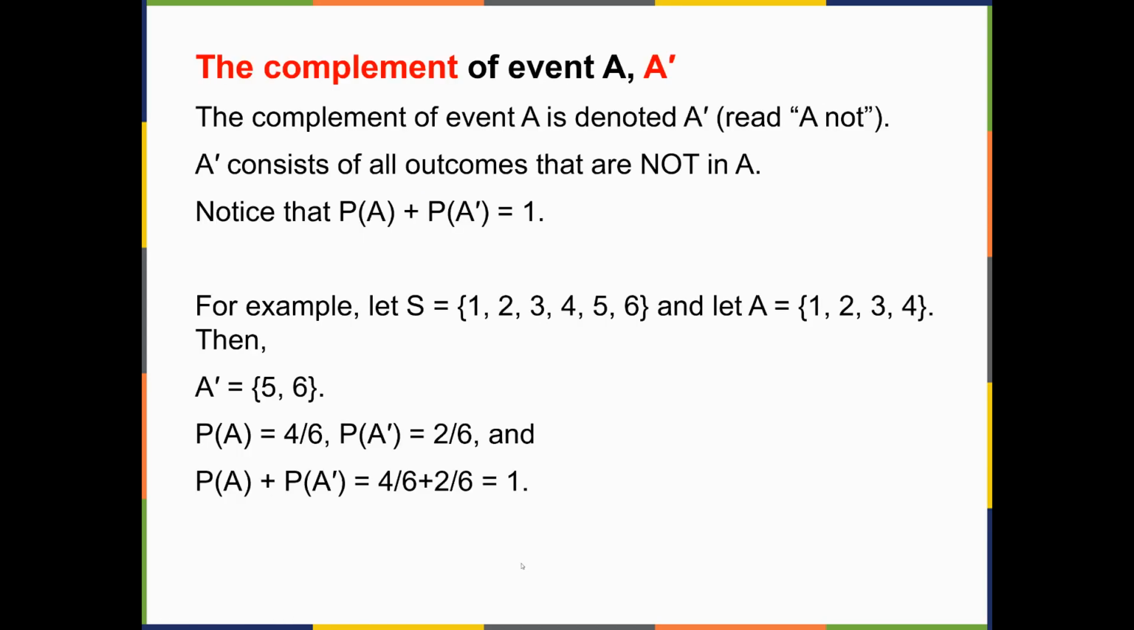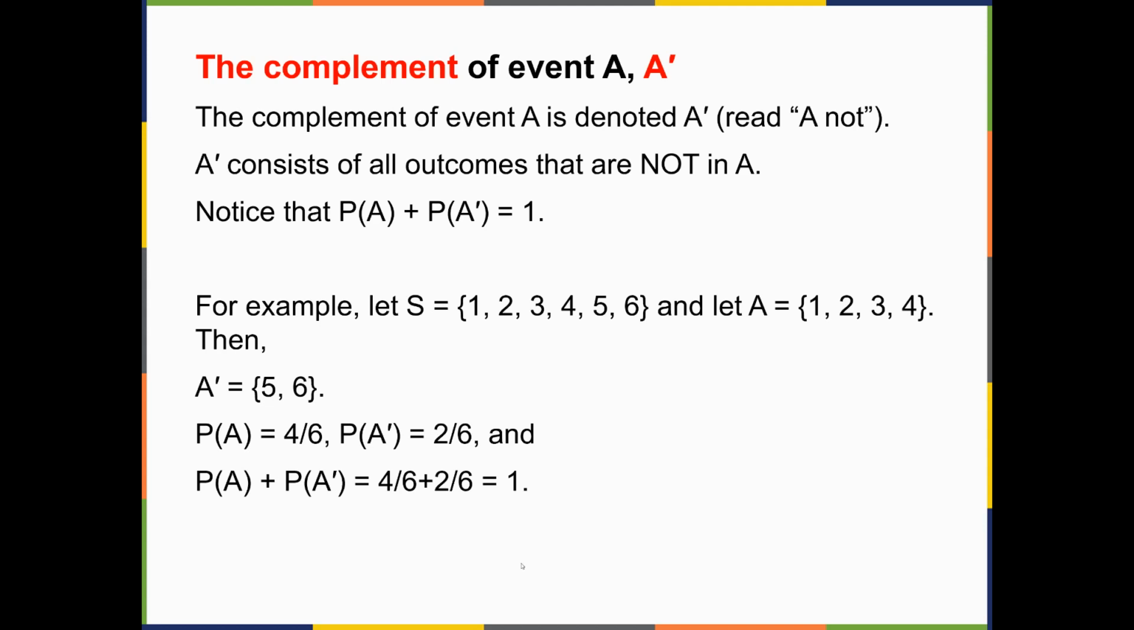All right, let's learn one more new term. It's called the complement, and it's written A with a tick mark, and it is read "A naught". A naught consists of all the outcomes that are not in A. All right? If you add the probability of A with the probability of A naught, you always get 1.